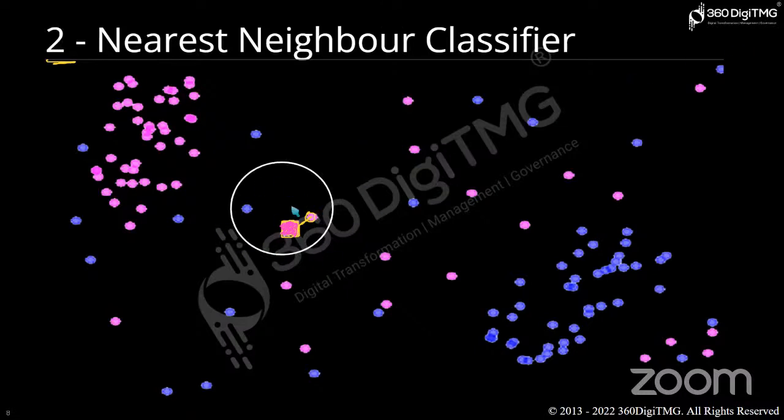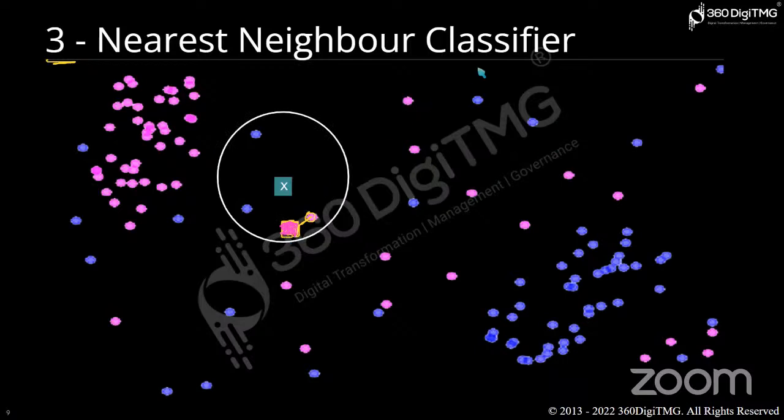Now we took 2 neighbors. Again, there is pink and also blue, so there is no majority category. So what will we do? We will again find the distance between them. The first distance between this and this is shorter, so again pink.